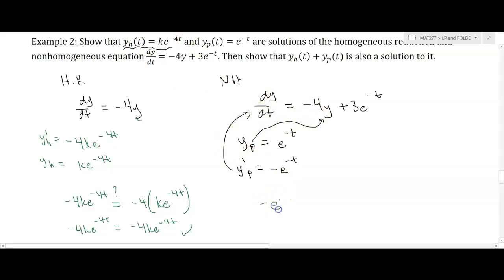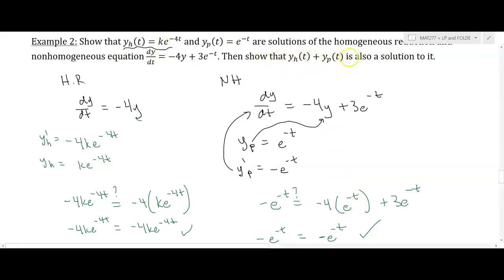So does negative e to the negative t equal negative 4 times e to the negative t plus 3 times e to the negative t? On the right I see I have negative 4 e to the negative t plus 3 copies of e to the negative t. That actually gives me negative 1 copies of e to the negative t. And the left-hand side, there's nothing to reduce, but I do see that they're equal to each other.